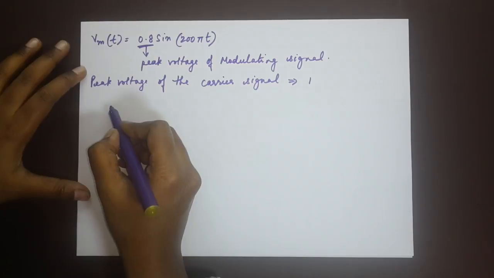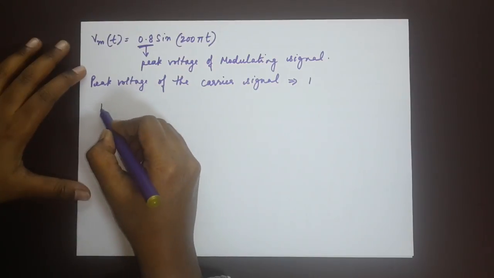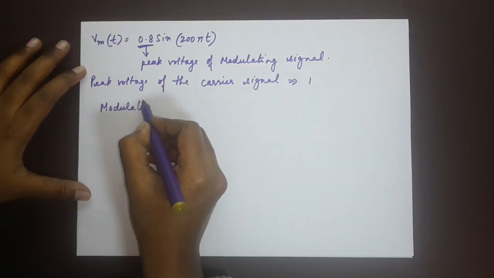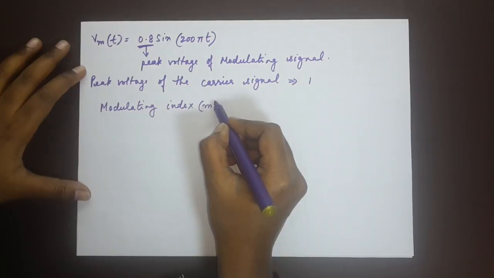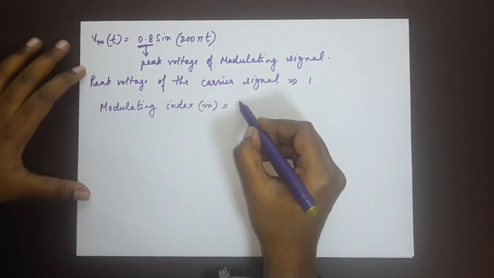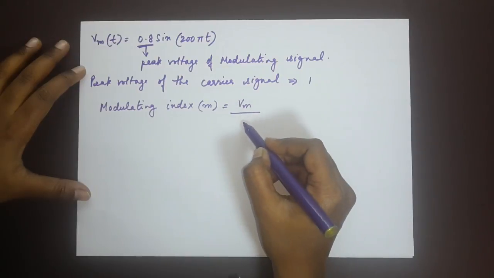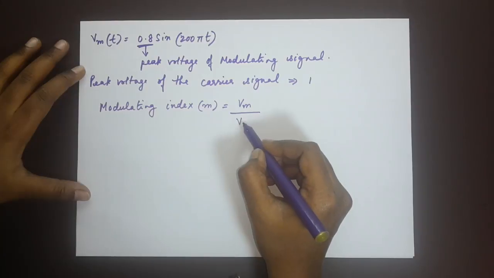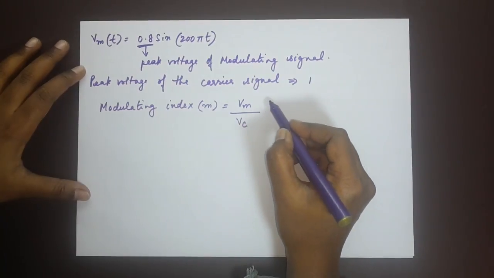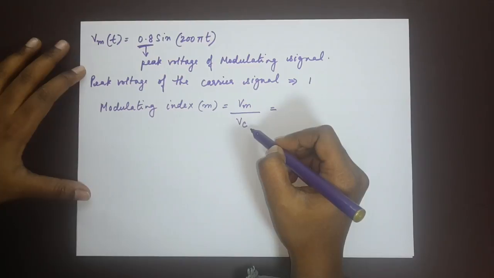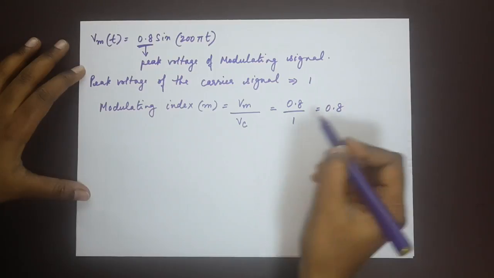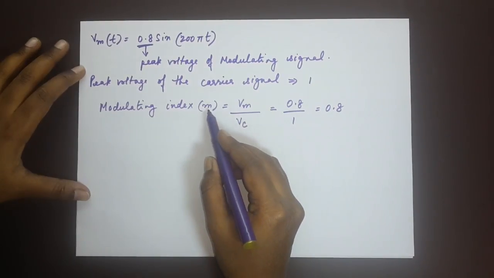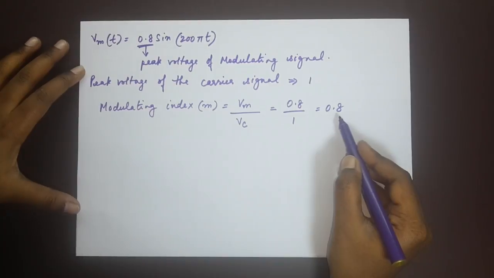Okay, so now the next step is to find out the modulating index. The modulating index M is denoted as the ratio of the amplitude of the modulating signal Vm to the amplitude of the carrier signal Vc. Okay, this is the modulating voltage, this is the carrier voltage. So we have this as 0.8 divided by 1, which is 0.8. So we have the value of M, the modulating index, is 0.8.